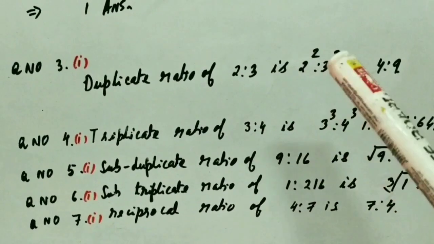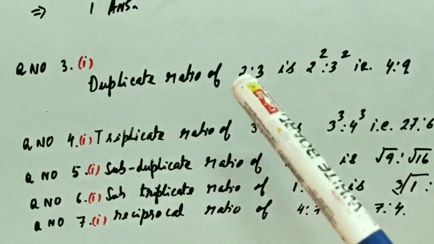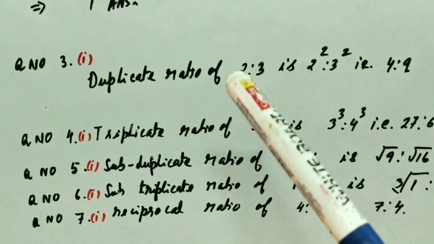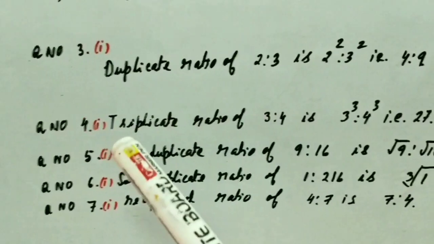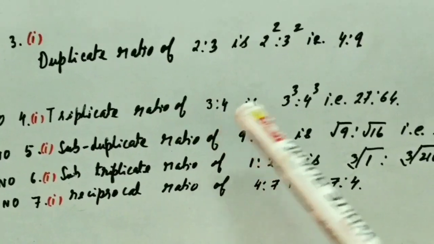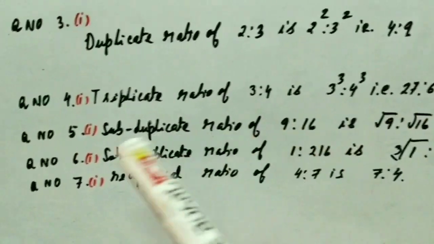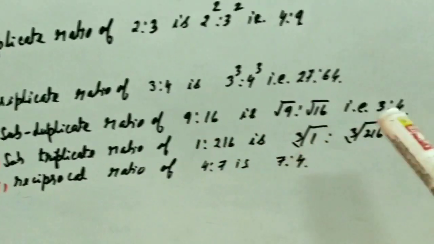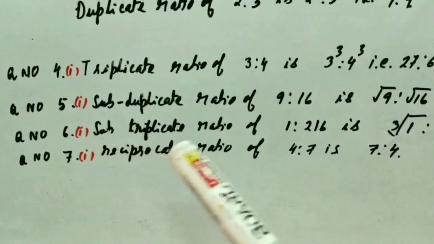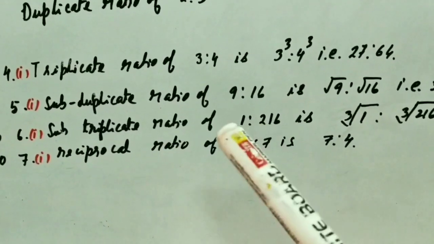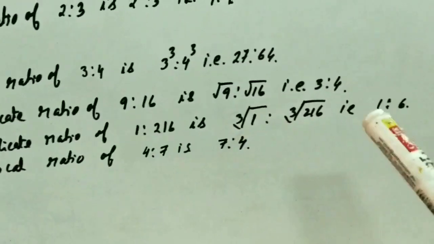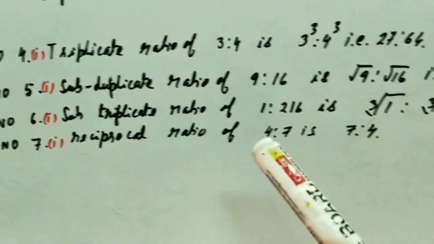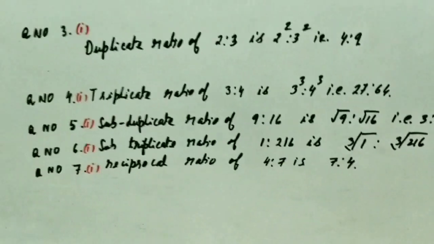Next, duplicate ratio of 2:3 is 2 square is to 3 square. Duplicate ratio, we square both of them, the antecedents and the consequence. Triplicate ratio, we cube them, 3 cube and 4 cube, 27 is to 64. Subduplicate, we find the square root of 9 is 3, square root of 16 is 4. Subtriplicate ratio, we find the cube root of 1 is 1 and cube root of 216 is 6. And the reciprocal ratio of 4 is to 7 is 7 is to 4.